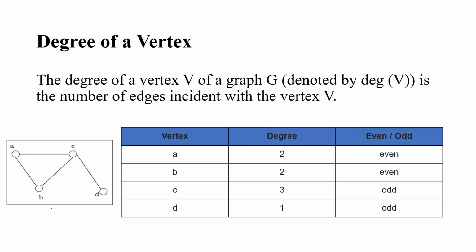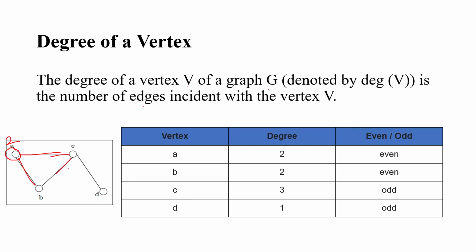Now for the vertices, you can see A, B, C, D are given. So what is the degree of A? The degree of a vertex V of a graph is the number of edges incident with the vertex V. For example, from A where is it going? A and B. So how many degrees? This is 2 degrees. And for example, C, how many degrees?